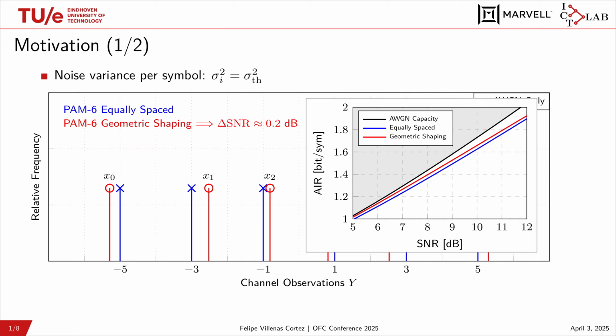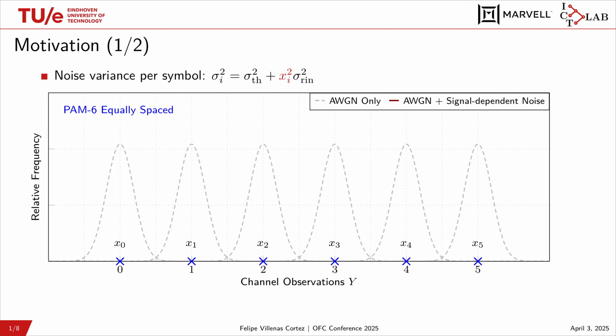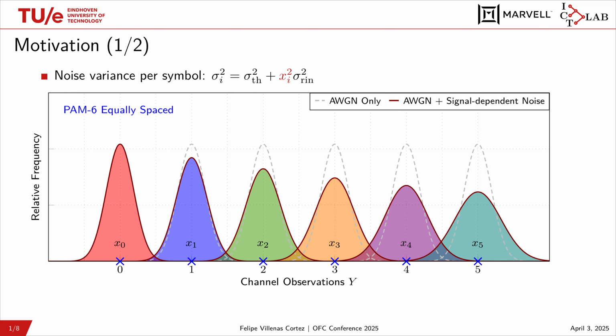However, for the optical systems that we want to study, we have to deal with noise that is more complex. In our scenario, the variance per symbol is going to have a second component that depends on the square of the amplitude of the symbol. And that's given by the relative intensity noise. So instead of a noise distribution that looks like this, we're going to have a noise distribution that looks like this, where the noise variance increases alongside the amplitude of the symbol. So the question for this work was, what are the gains that we can achieve with geometric shaping?